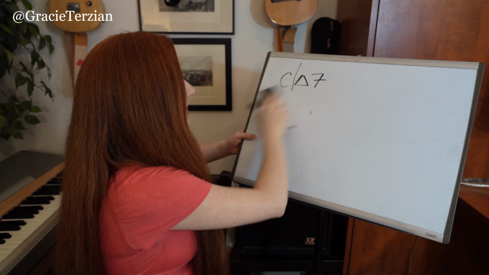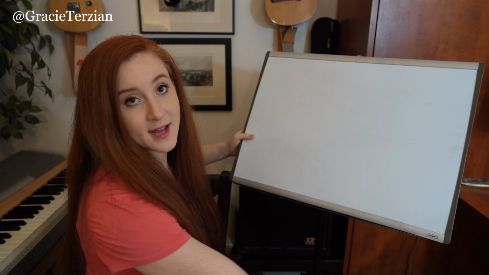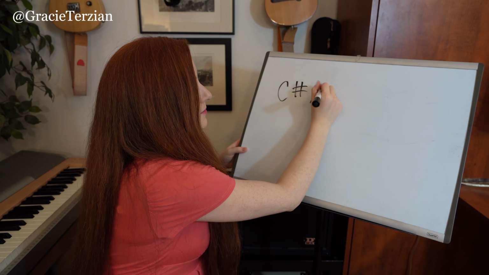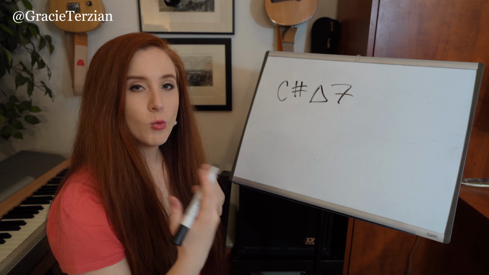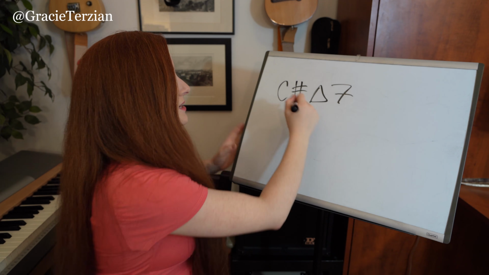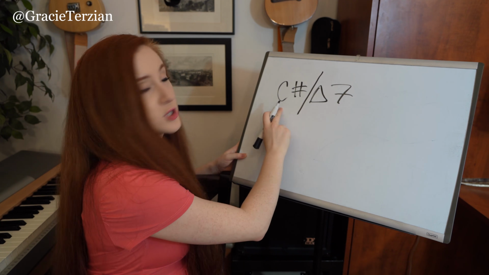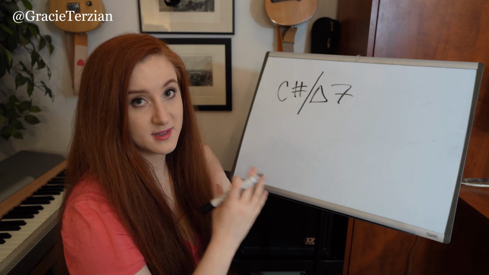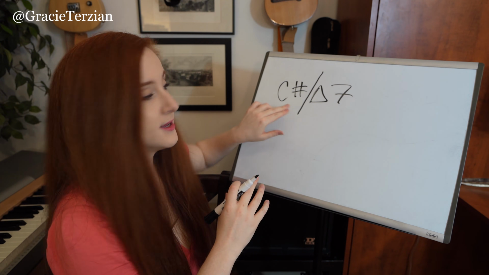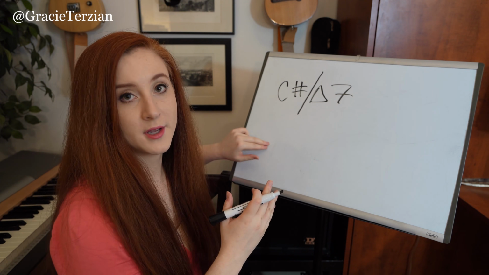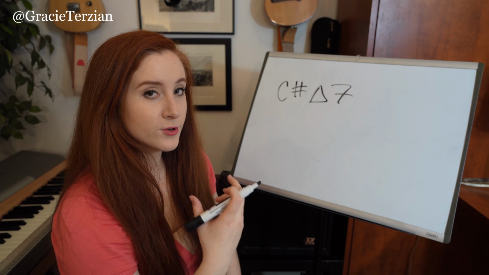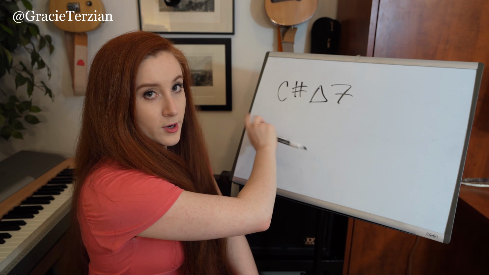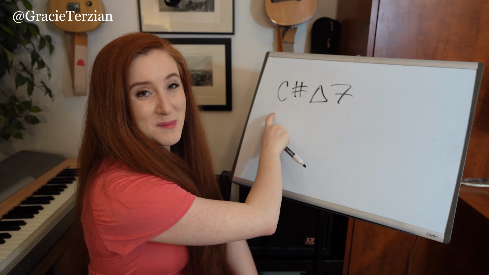Now, don't forget to also include any sharps or flats that might be next to that first note name. For instance, if the chord were C sharp major 7, what would be the root note? The root note would be C sharp, because C sharp is the full name of that note, and C sharp is a different note than the note C. So C sharp is the root, and major 7 is the chord quality. So basically, if you want to find the root note of a chord, you're just going to look at the very first letter in the chord name, and then any sharp or flat that might be next to that letter.